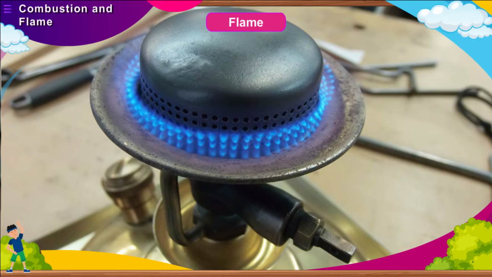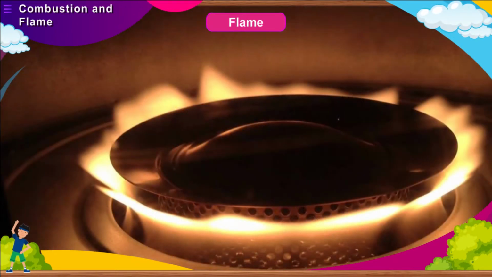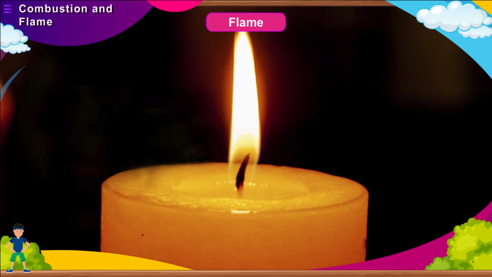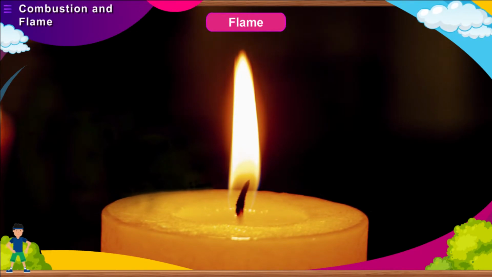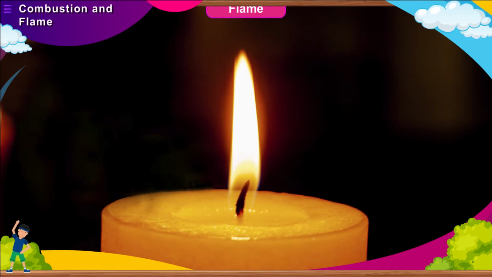Some substances burn with a flame, while some do not. The substance which vaporizes during burning gives flame. Example, combustion of kerosene oil produces flame. In case of a burning candle, the wax melts first and changes into vapor. It is the vapor that burns as flame.